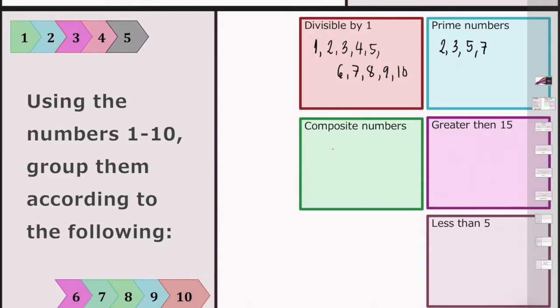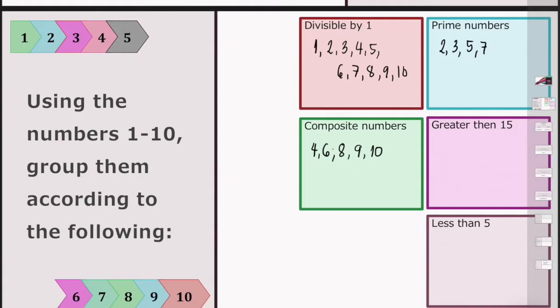Now let's try the composite numbers. These are integers that can be formed by multiplying two smaller positive integers. So we have here 4, 6, 8, 9, and 10. Again, 1 is also not a composite number. So number 1 is neither prime nor composite.